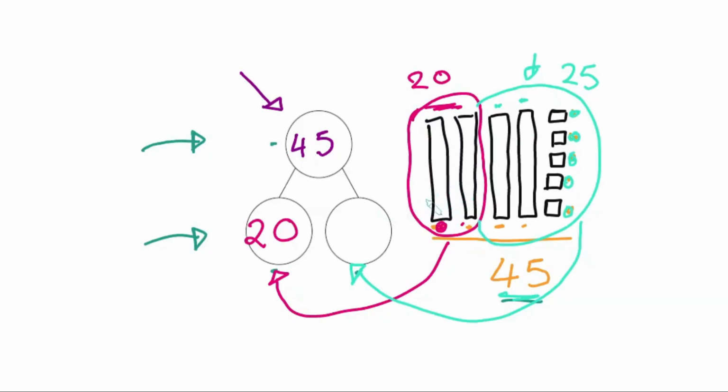So where do you think we're going to pop number 25? You're absolutely correct again. We're going to pop number 25 in the remaining circle. 45 can be broken down into 20 and 25, which is the same as 45. That's how our part-whole model works, and that's how we partition our number 45 into 2 different groups.